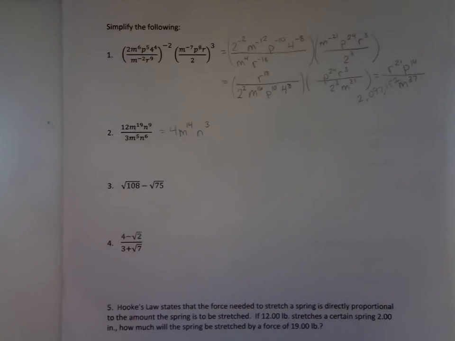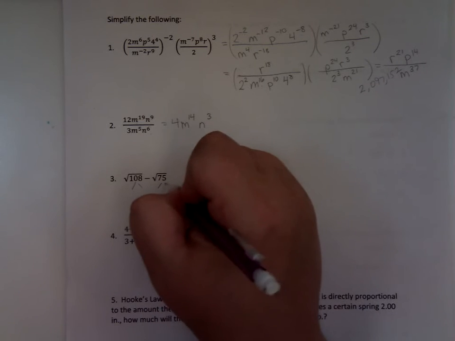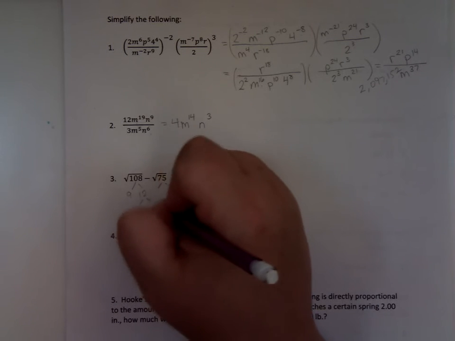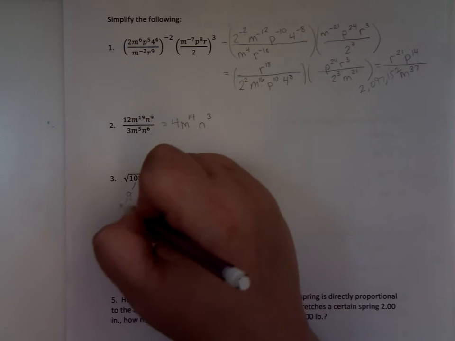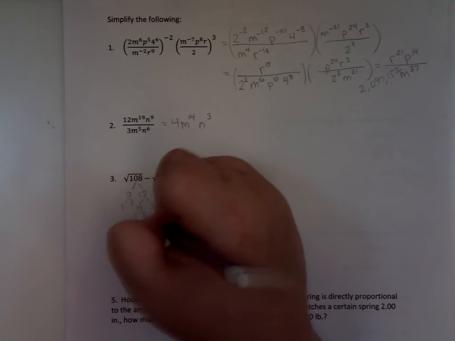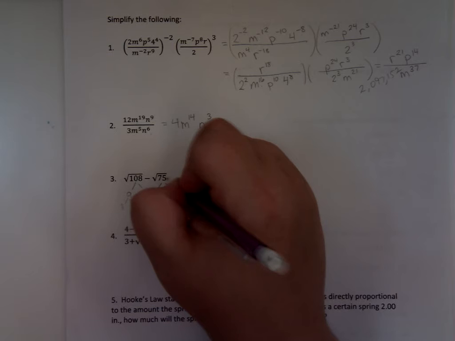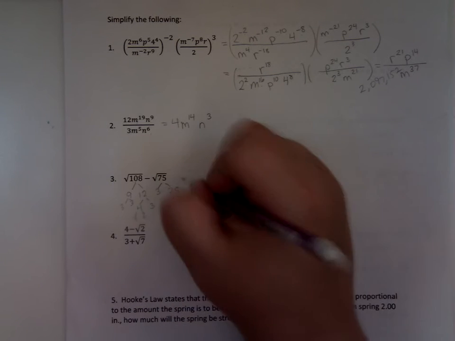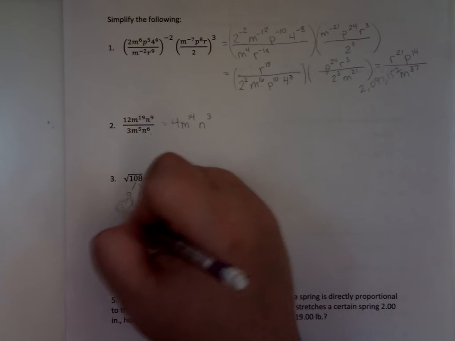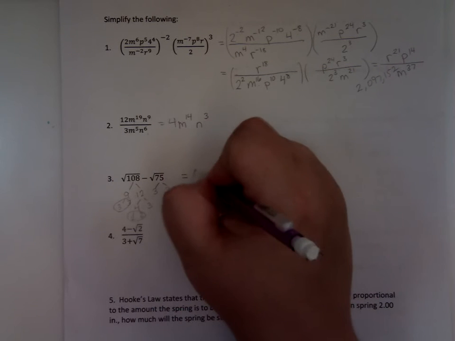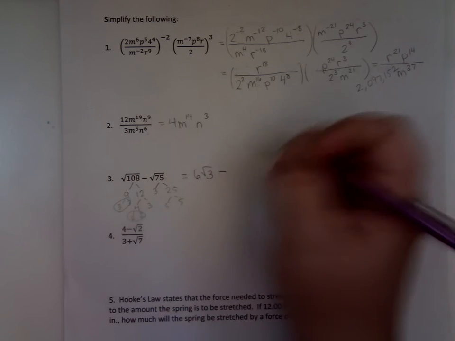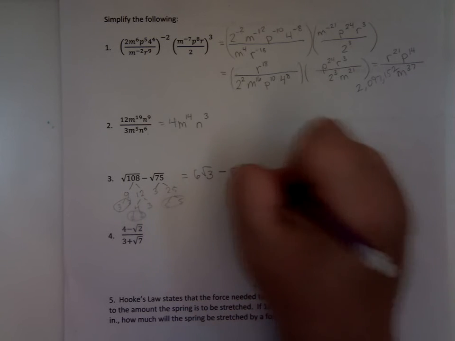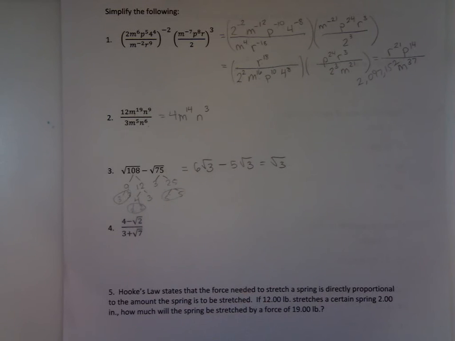Okay, next. Let's see what we can do here. So 108 I know is 9 times 12, and 12 is 4 times 3, so that's a pair of 3's there, and that's a pair of 2's there. 75 is 3 times 25, and that's a pair of 5's there, so we can rewrite this as, what have we got? 3 times 2 is 6 root 3 minus 5 root 3, and so that'll just give us root 3.